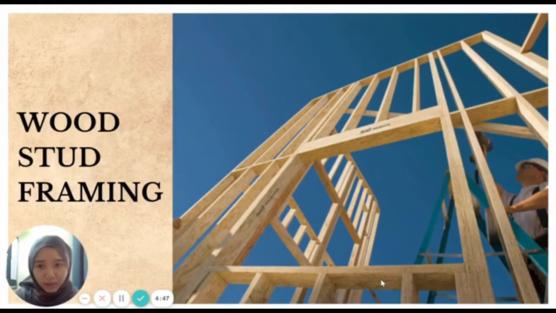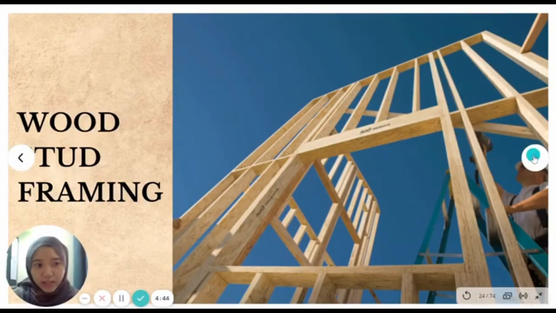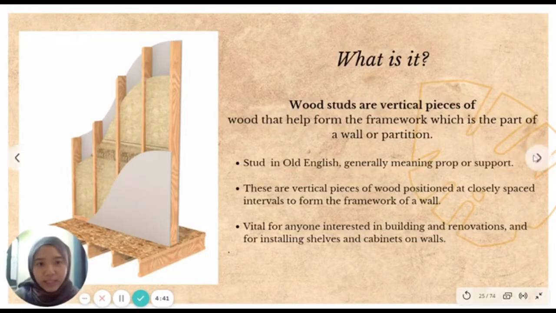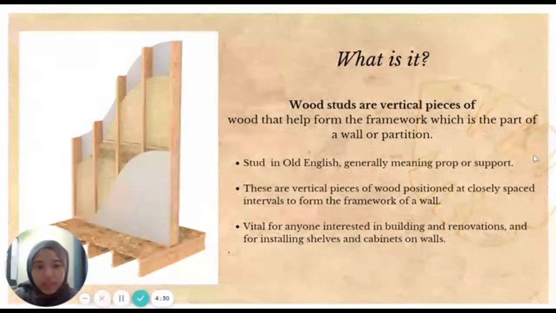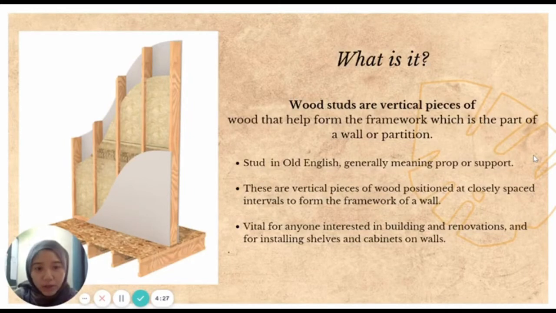So now I'm going to explain about wood stud framing. Okay, what is wood stud framing? Wood studs are vertical pieces of wood that help form the framework, which is the part of a wall or a partition. And stud in Old English generally means prop or support. And these are vertical pieces of wood positioned at closely spaced intervals to form the framework of a wall.